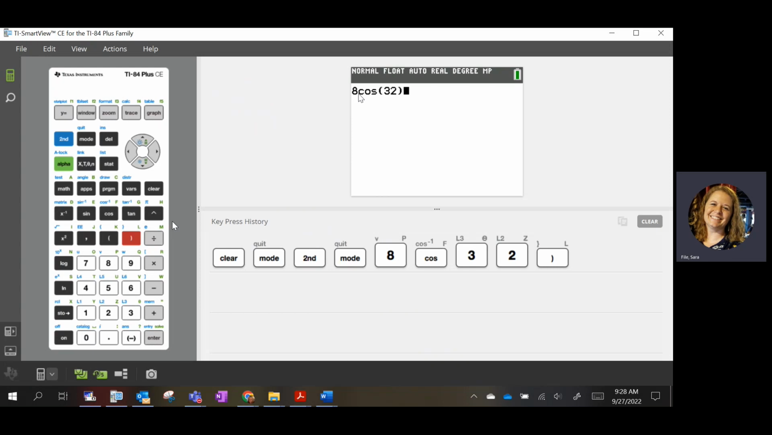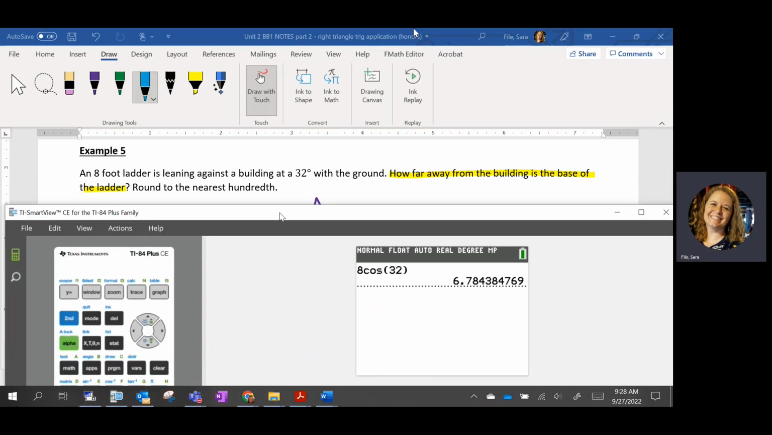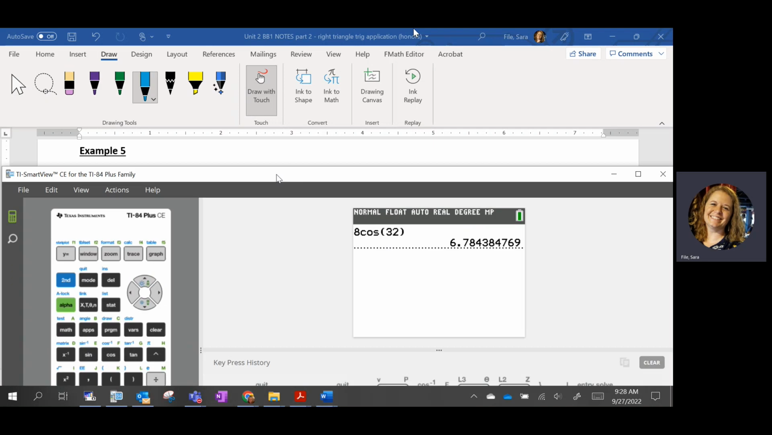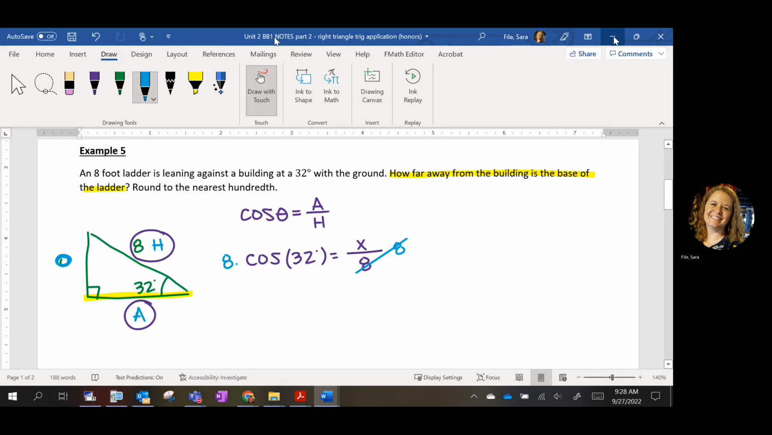I don't even have to put a multiplication there. Putting in a coefficient in front of your trig, the calculator understands that it's multiplication. So 8 times cosine of 32. For the sake of our notes, we're just going to go to thousandths. I told y'all last week, we'll just go to thousandths unless otherwise specified. Did it specify? Oh, it does specify. This one did specify to go to hundredths, so we'll go to hundredths. So that's 6.78. The 4 does not round the 8 up.